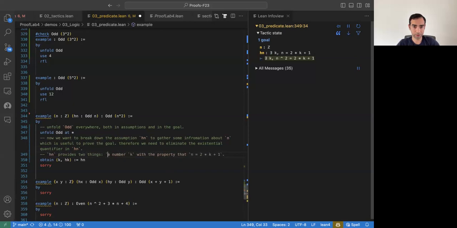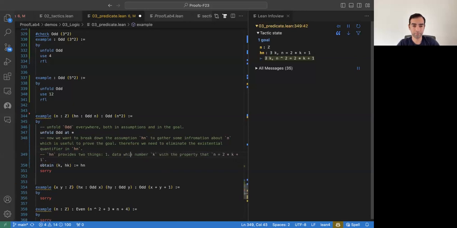First, which I would like to call data, which is a number k. And second, the property that n is 2k plus 1, right? So this property is about k, not about n. So it provides a data k and some property of k, basically.